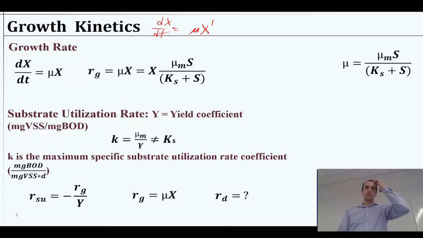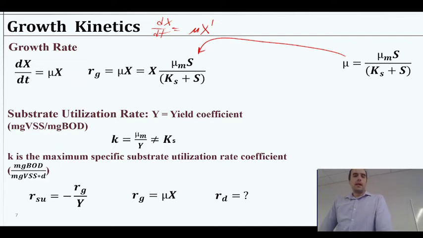Okay, so then we can describe that by saying r_g, the rate of growth, is equal to mu X, and we can put in the equation for mu here, so that Monod equation, right? We can just put this right in and say that's going to be X times mu max S divided by Ks plus S. So that gives us our rate of growth. That's going to be the rate at which the bacteria are growing in our system.